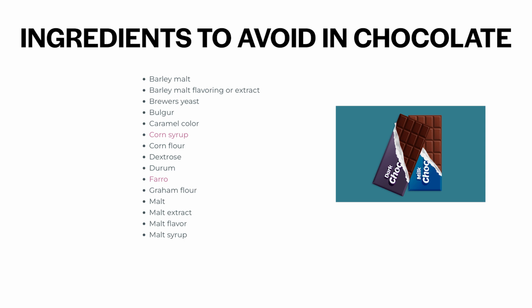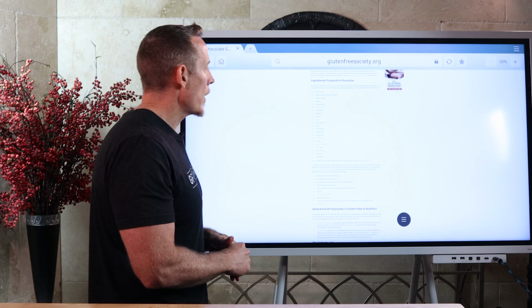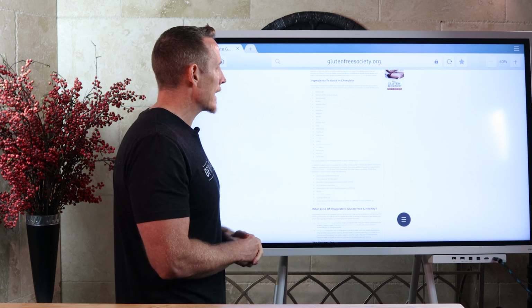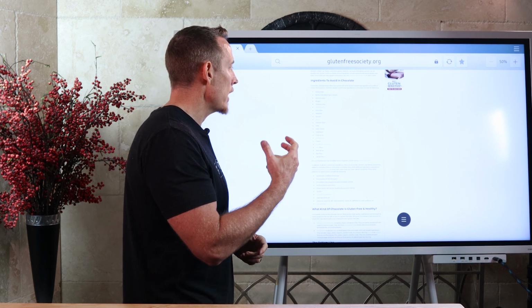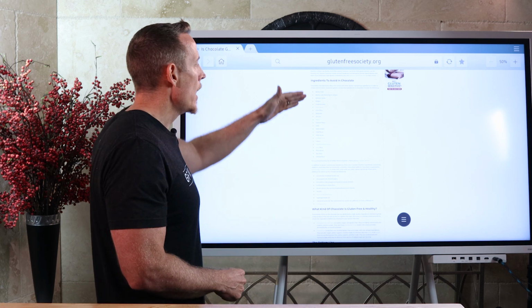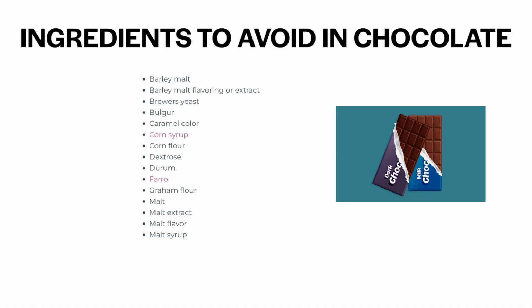Remember, barley is one of the grains that contains gluten, so we don't want to use malt, which is the sweetener derived from it. Brewer's yeast and bulgur, these are both, bulgur's wheat. Brewer's yeast oftentimes has wheat in it or wheat contamination in it. Caramel color can have wheat contamination in it. Corn syrup, corn flour, dextrose, which is oftentimes a sugar derived many times from grain, so you've got to watch out for that. Durum, farro, these are grains. Graham flour, a grain. Malt again, malt extract, malt flavor, malt syrup.